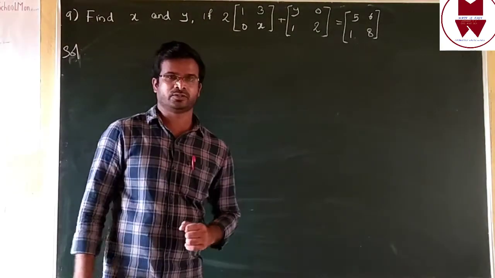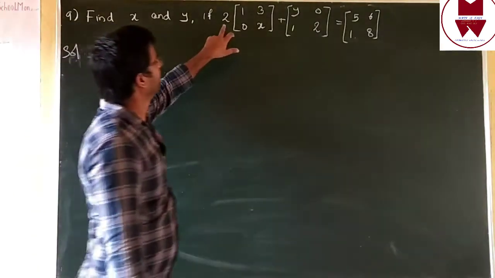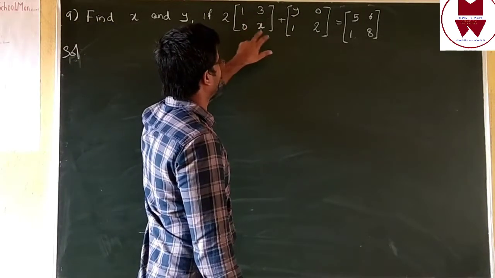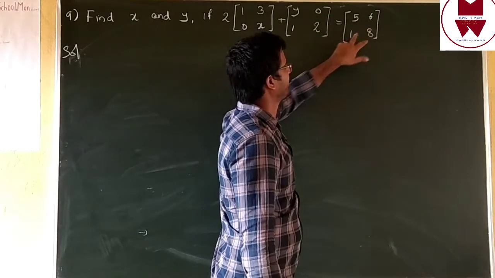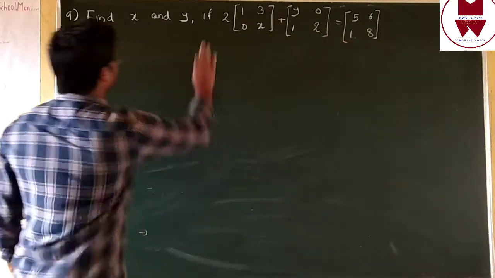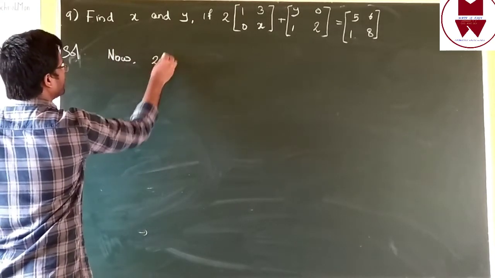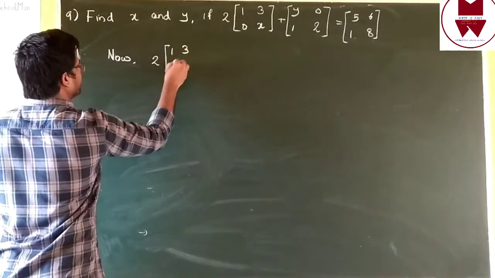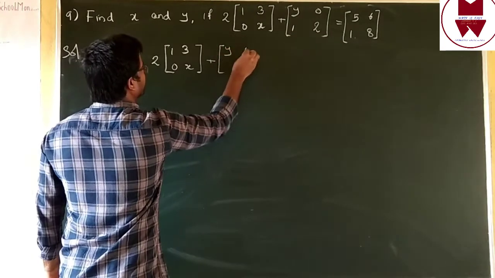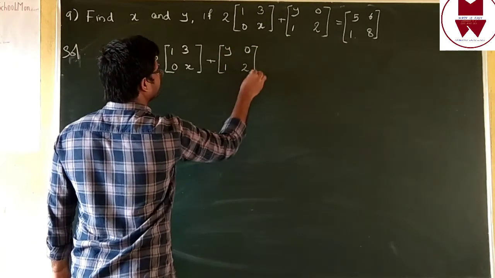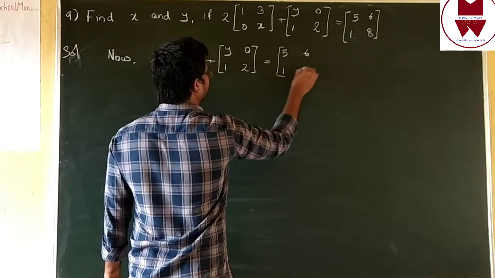We can see now question number 9. Find x and y if 2 into matrix [1, 3; 0, x] plus matrix [y, 0; 1, 2] equal to matrix [5, 6; 1, 8]. First write the given equation: 2 into matrix [1, 3; 0, x] plus [y, 0; 1, 2] equal to matrix [5, 6; 1, 8].